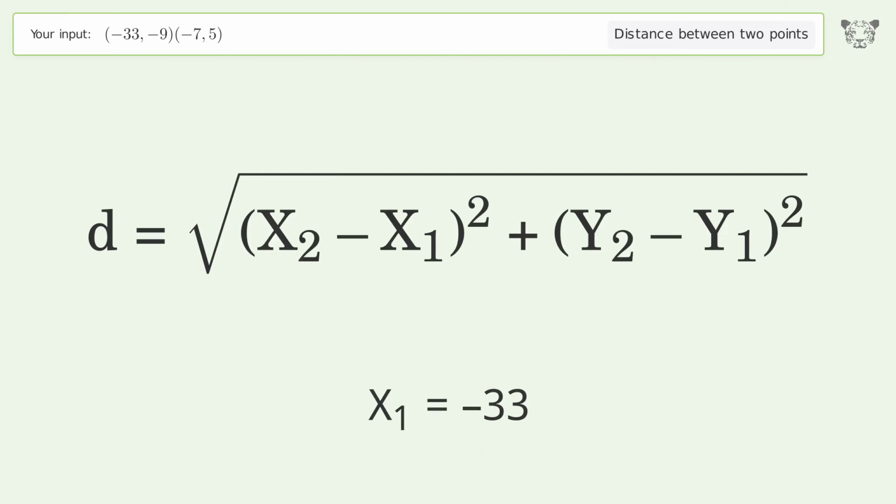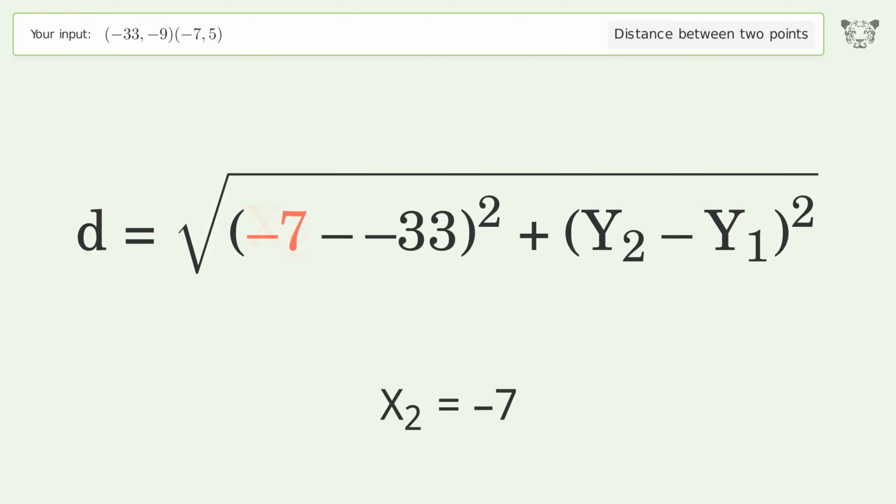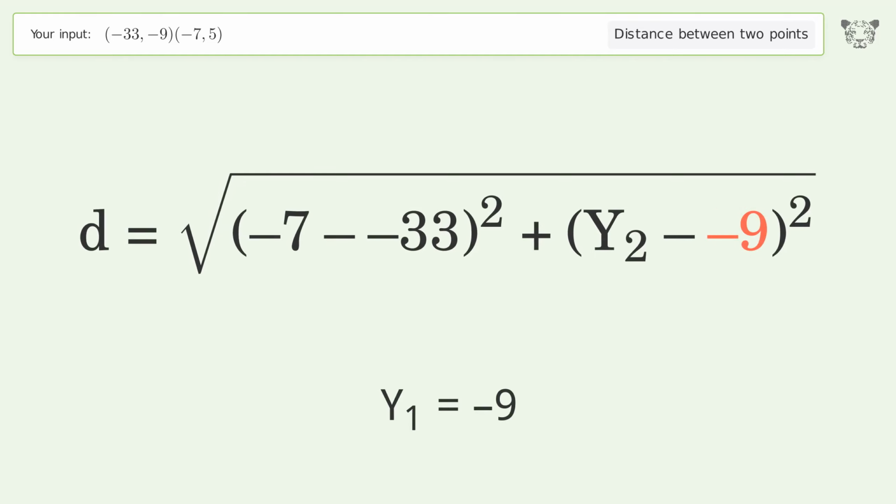x1 equals -33. x2 equals -7. y1 equals -9. y2 equals 5.